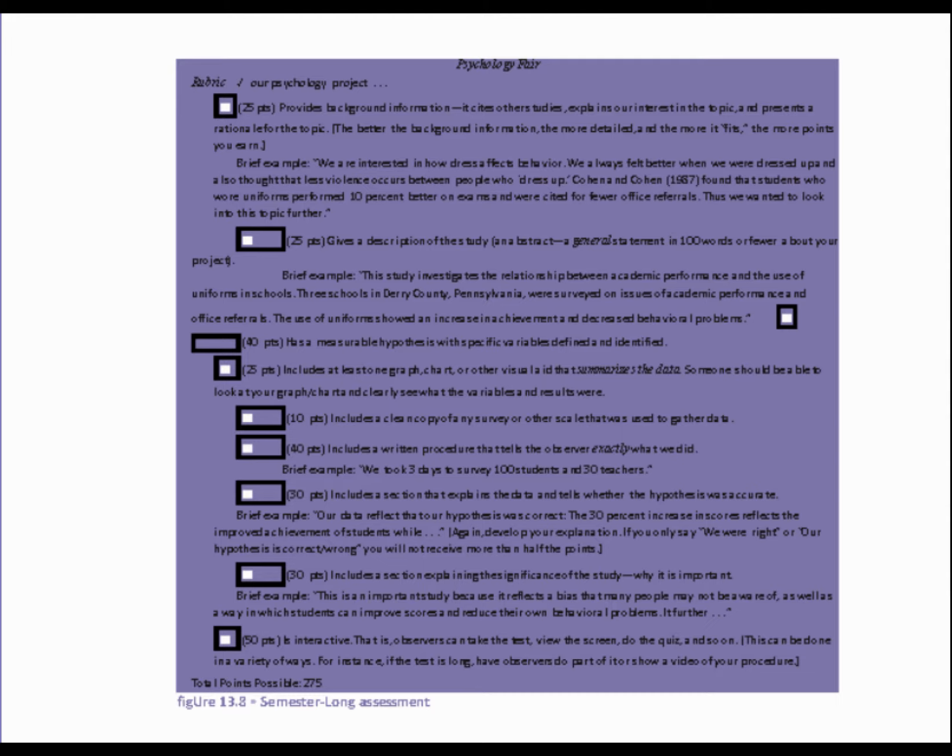And this graphic right here, it's not very well printed on here, is, I'm trying to find it, hold on, is on page 373. And it's kind of a psychology fair rubric. And one of the things that they look at is how many points you get for certain things. So this is like a rubric that tells you.